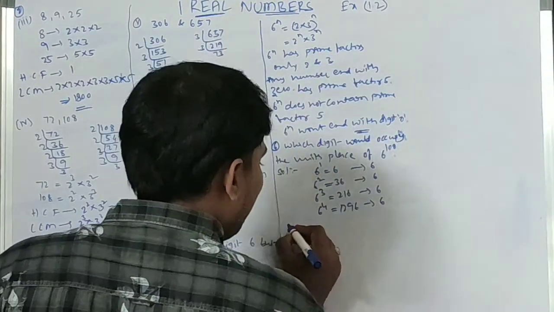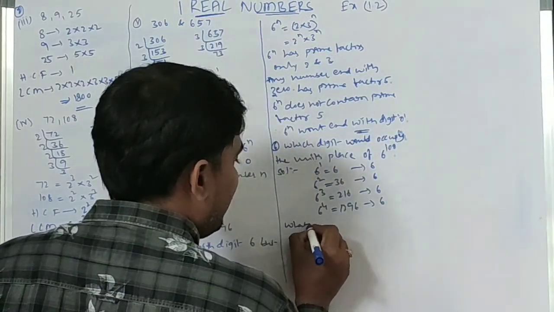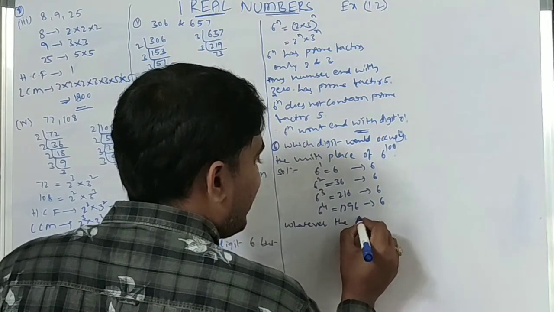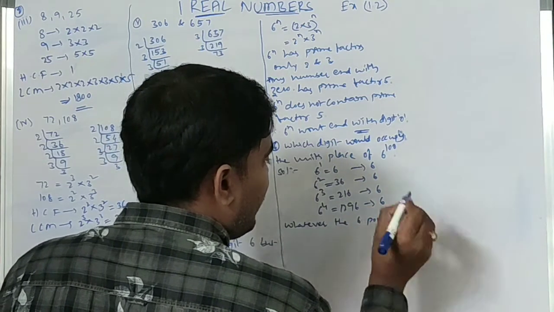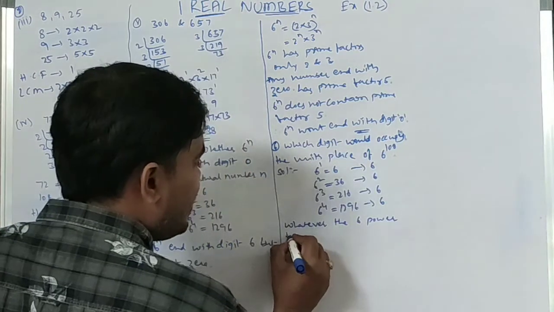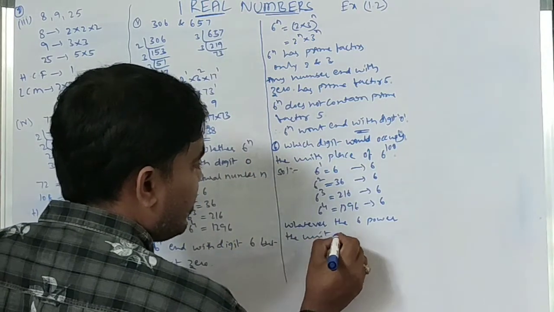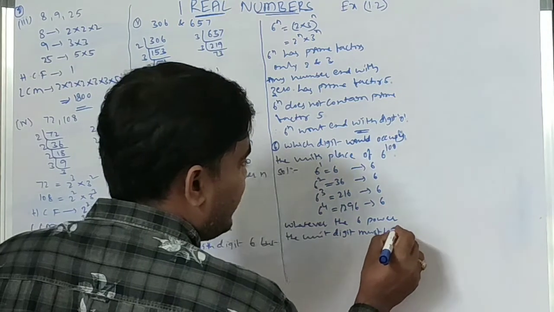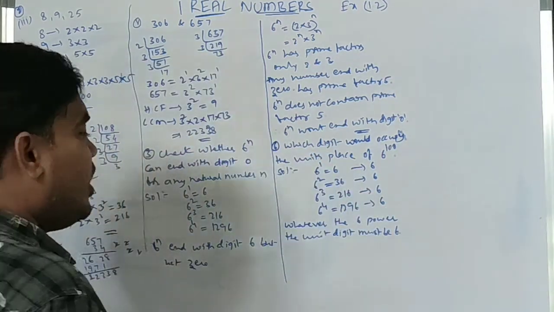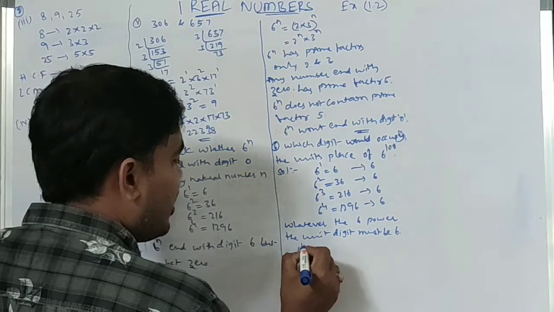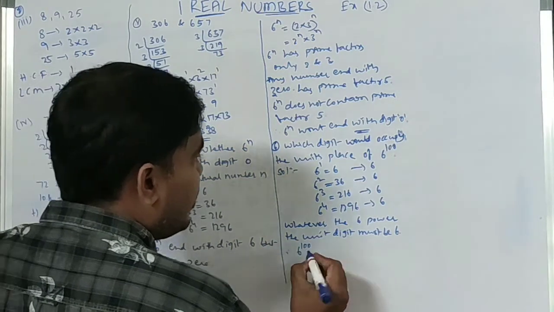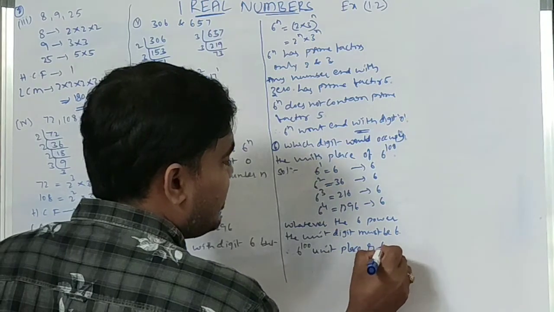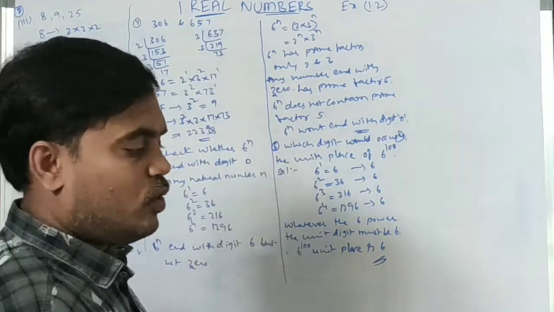So whatever the 6 power, the unit digit must be 6. Okay, therefore 6 power 100 unit place is 6. So this is the solution.